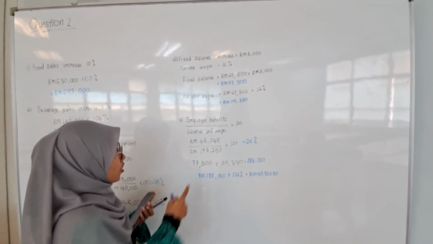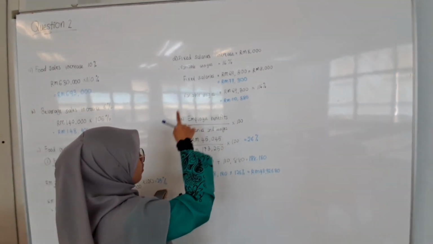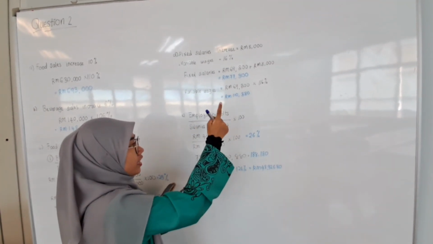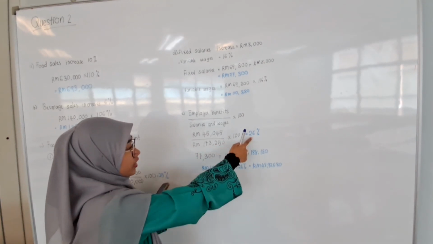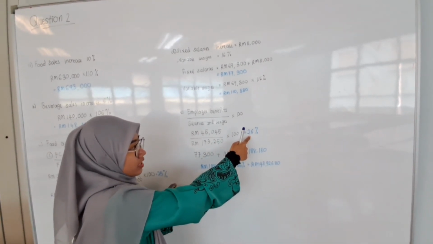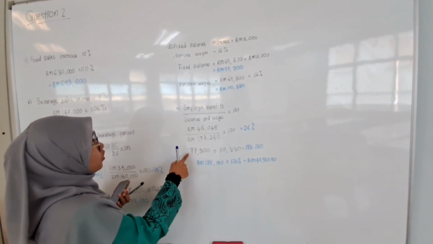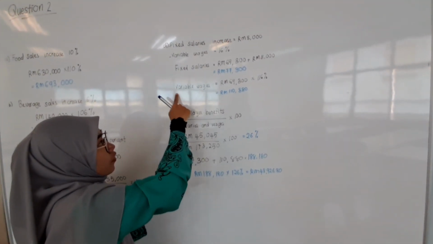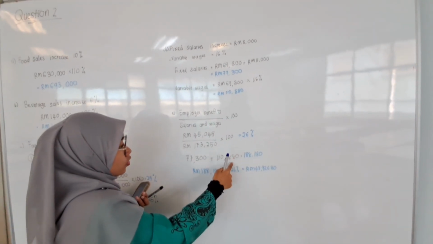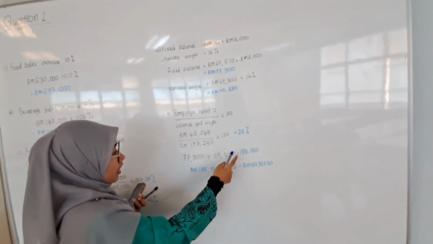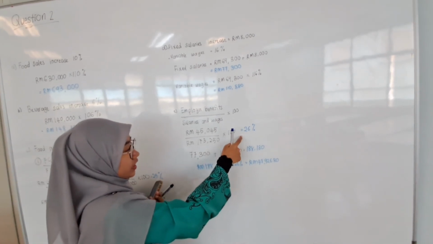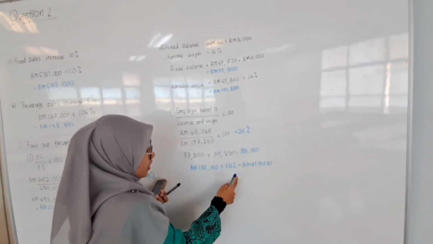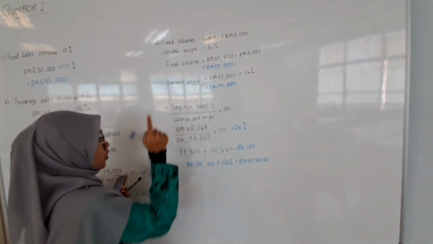To find the percentage of employees' benefit, divide by salaries and wages in the current year and divide by 100. So we get 26%. So we use from question B, which is fixed salaries plus variable wages. So we get this answer. And then we multiply by the percentage that we got, 126%. So we get this answer for the question E.